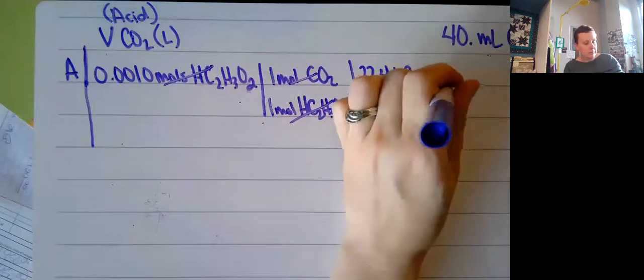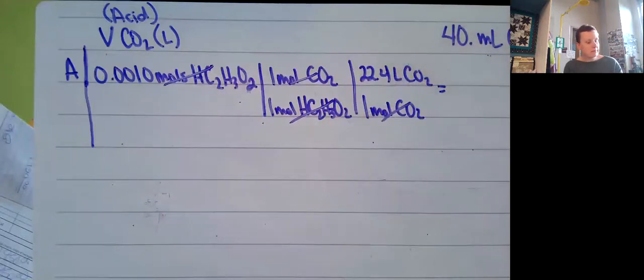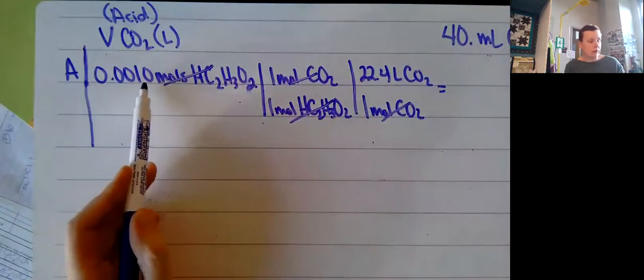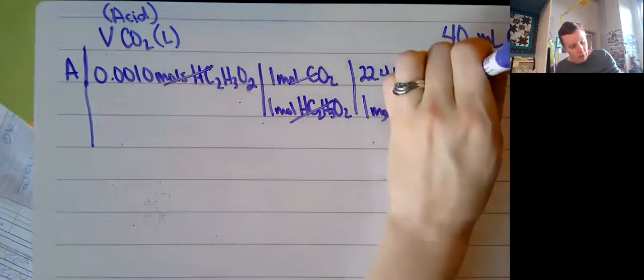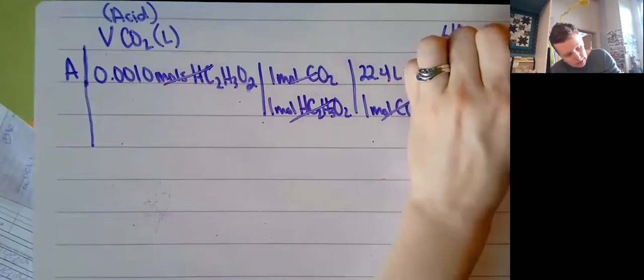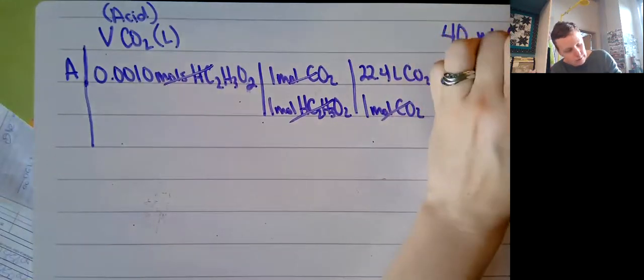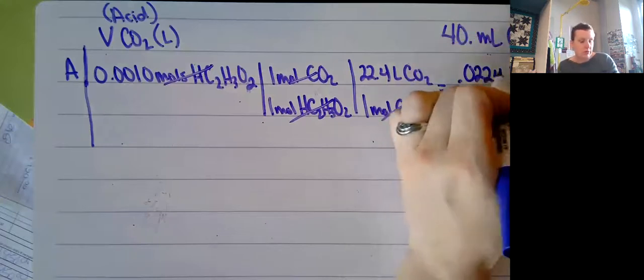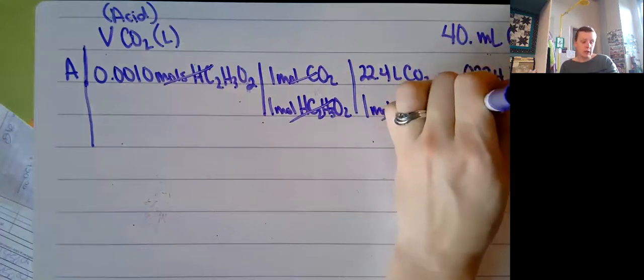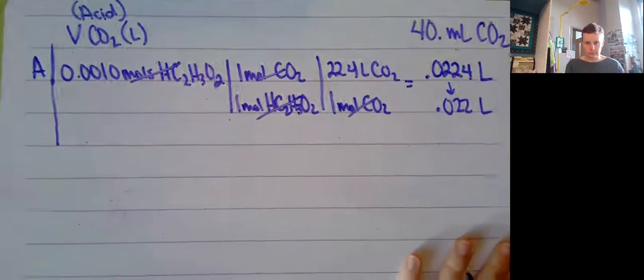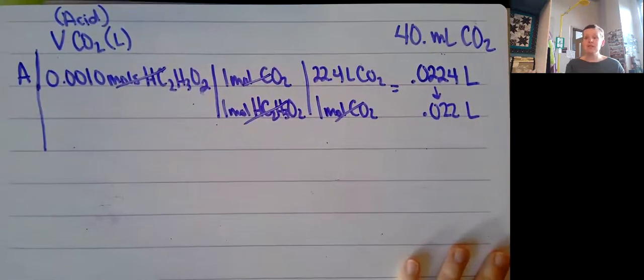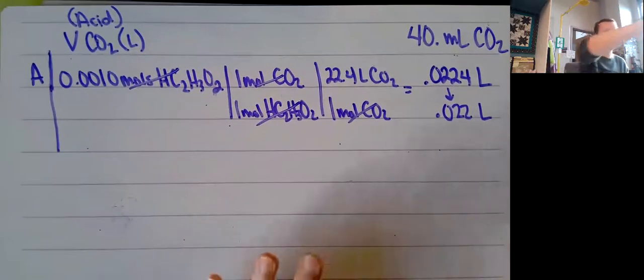Molar volume. Okay? So 0.0010 times 22.4, and we get 0.0224 liters, which really sig fig wise should just be 0.022 liters of CO2.